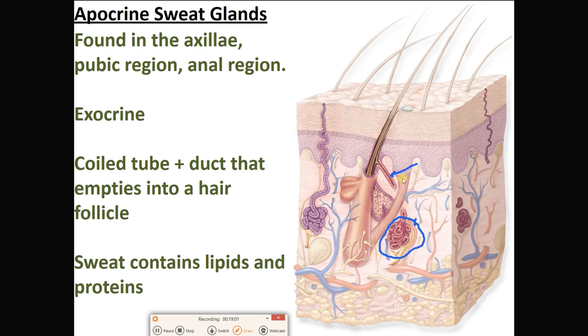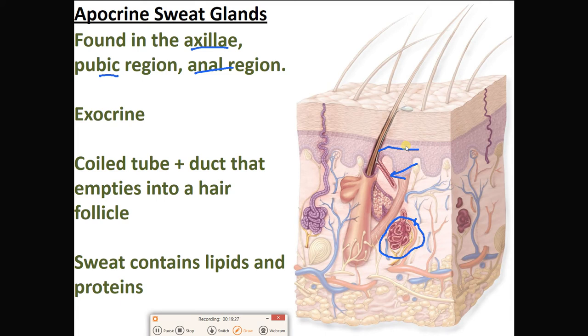But one of the differences about these glands is they empty into a hair follicle. Okay? And these are all places where you are going to find hair. And the hair will actually hold on to the apocrine sweat better than if you were just going onto the skin itself without going into a hair follicle. So this actually helps you retain this sweat.